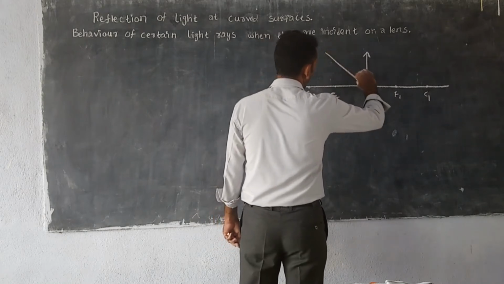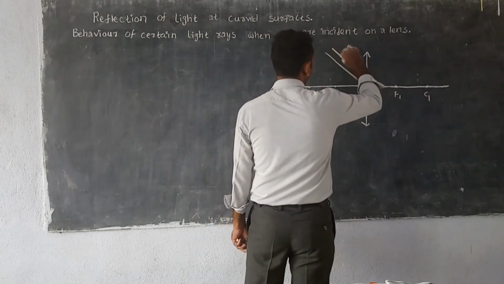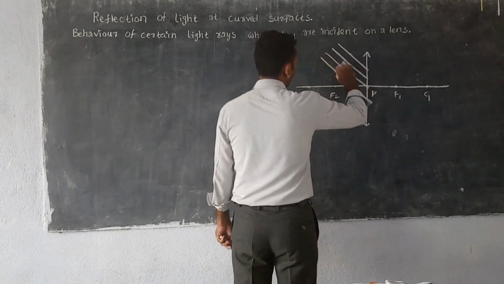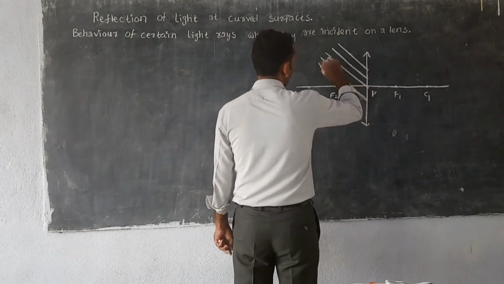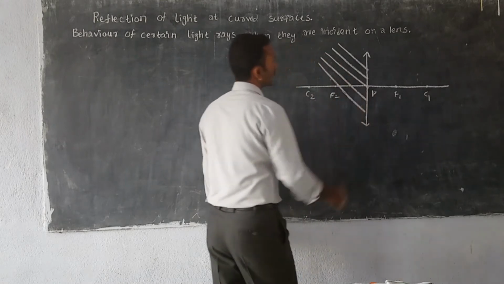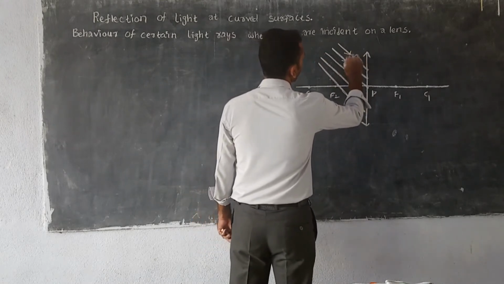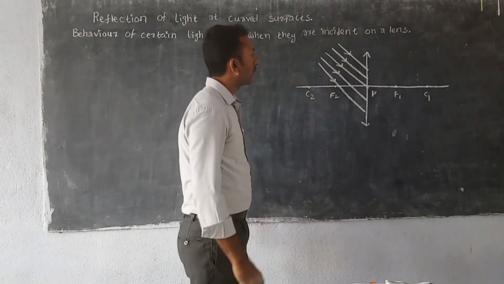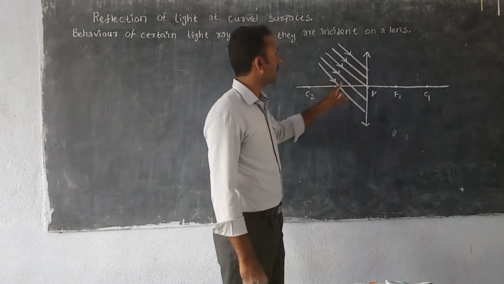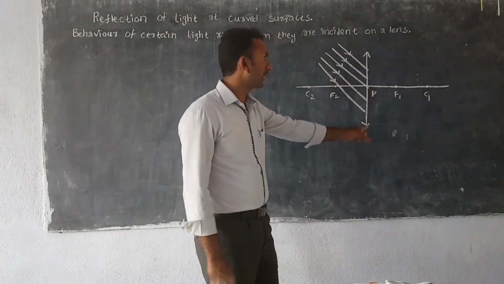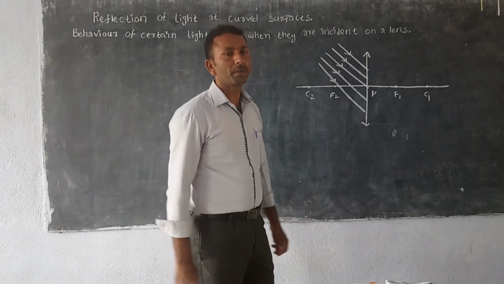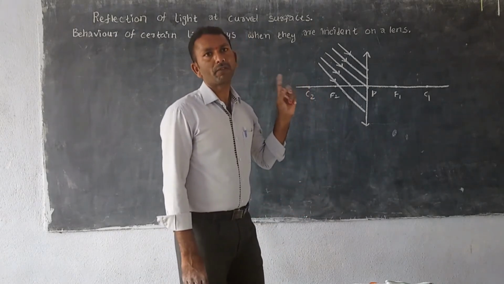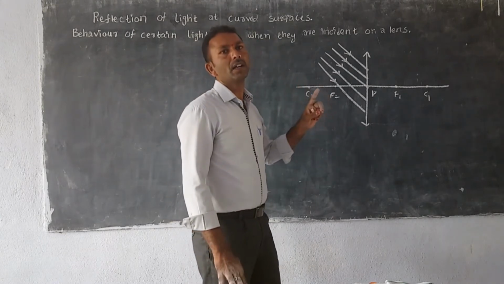This is the first light ray we are taking, and these are the parallel light rays incident on the lens, making some angle with the principal axis. We know that if any parallel light rays are incident on the convex lens, they will converge at one point, and we don't know where, but we can find out easily by remembering the light ray rules.